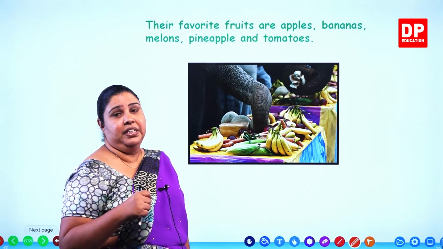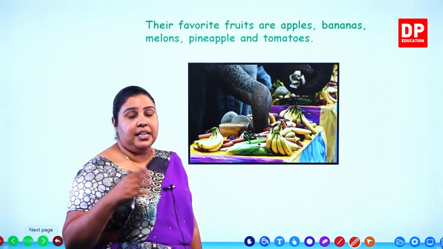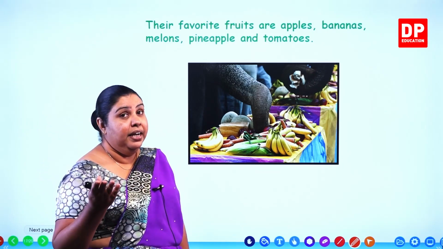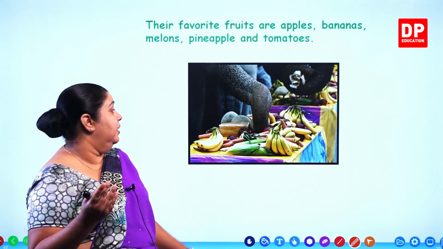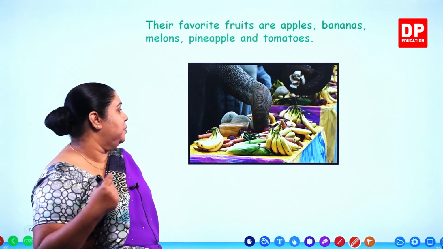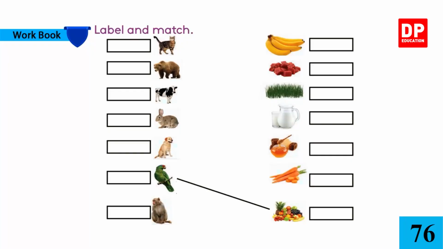Their favorites. They most of the time eat grass and plants and all of that. They go to the fields and sometimes they eat the paddy, and most of the time they love to eat fruits and vegetables as well. So that is our elephant.